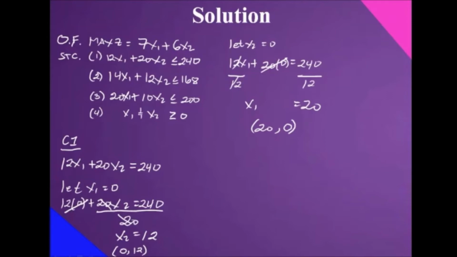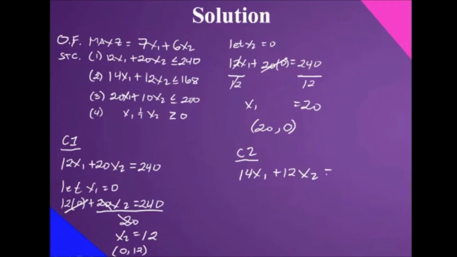For the constraint number 2 muna tayo before tayo mag-graph. So let's proceed with our constraint 2. And our equation, ito siya. Copy natin ito. We have 14 x sub 1 plus 12 x sub 2.